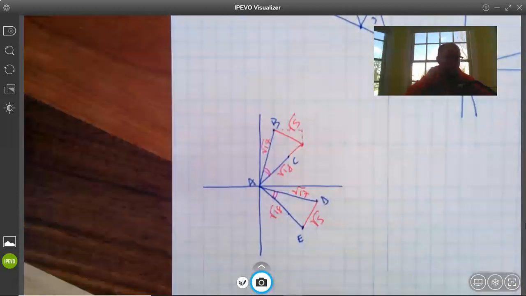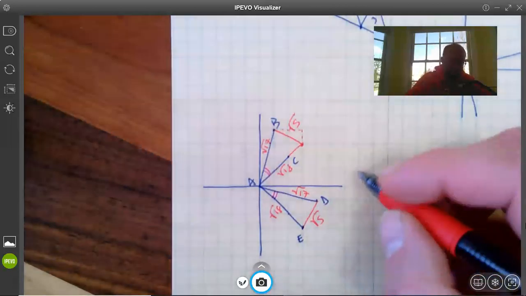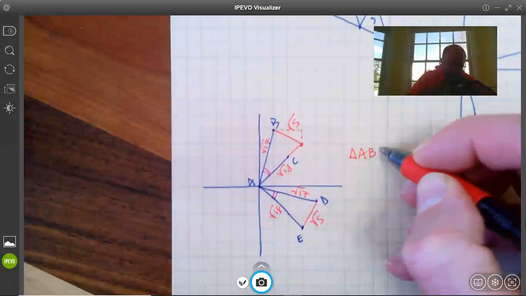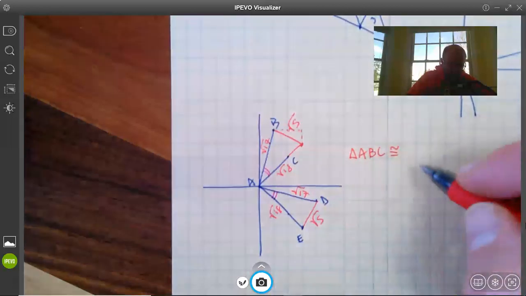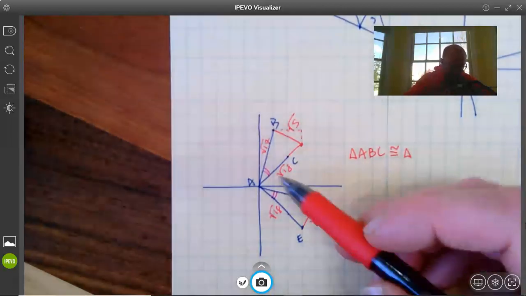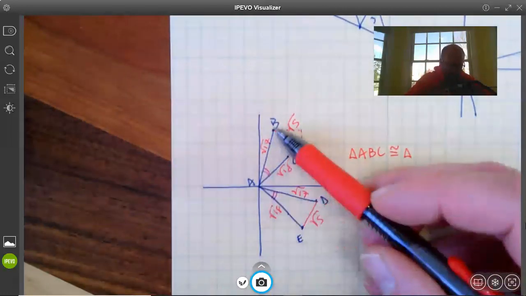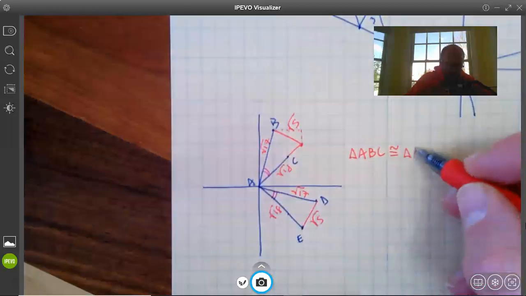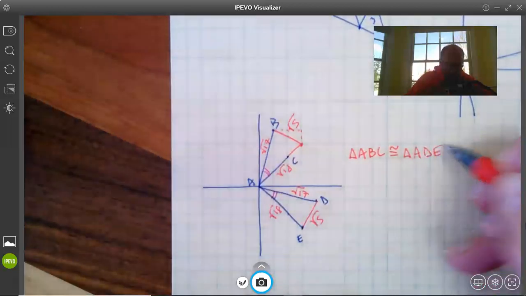So by side-side-side, these two triangles are congruent. So we would say that triangle ABC is congruent to triangle, I'm going to make sure we're going in the right order, ABC, so it's down the square root of 17 side first, so it'll be ADE.